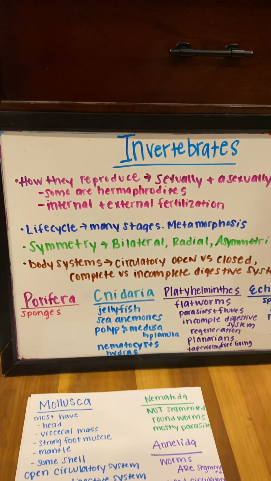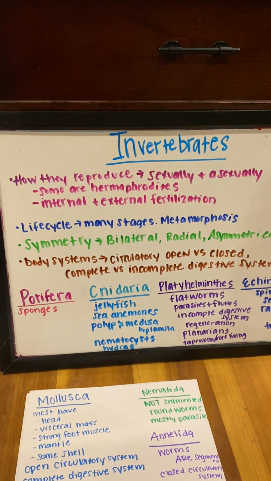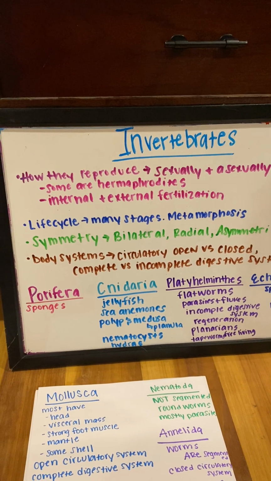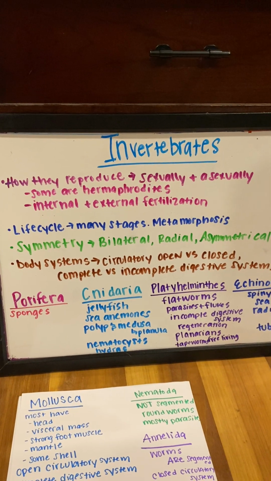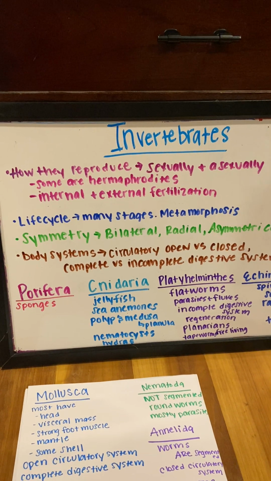One, how they reproduce. They can reproduce lots of different ways. Sexually, with a male and a female. Asexually, like the budding and all the things we learned about in some of the other chapters. Some are hermaphrodites. You'll need to know what that is.